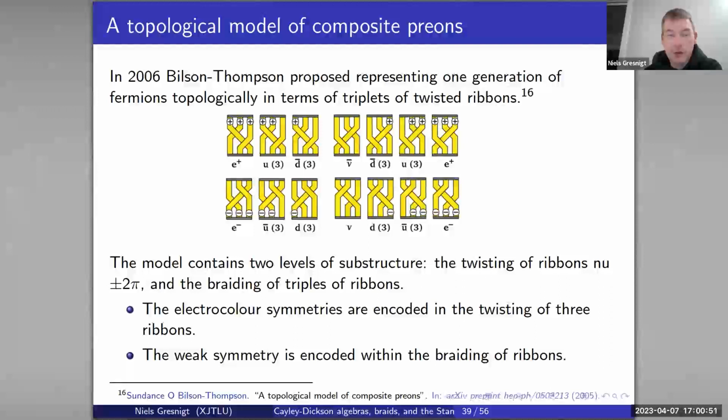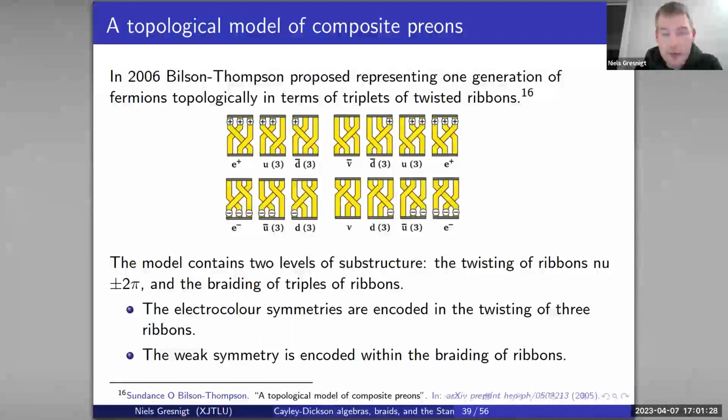And I really like this idea because it seems to give you quite an economical topological representation of a generation of fermions. And the way that this model is constructed is that you take a ribbon, so that's one of these yellow lines here, and you can twist that ribbon by either you don't twist it at all, or you twist it by plus or minus 2 pi. So in this picture here, let's say plus 2 pi is represented by a little plus, and a minus 2 pi by a little minus. And then you combine 3 of these twisted ribbons together, and you connect them at the top and the bottom to a disk. And in that way, you can represent, it seems, one generation of fermions.